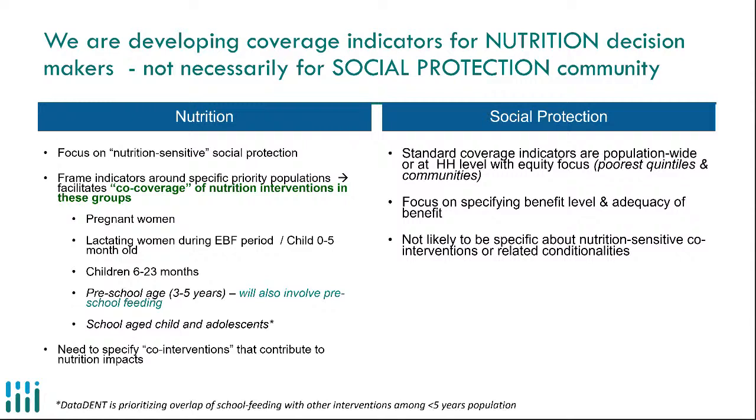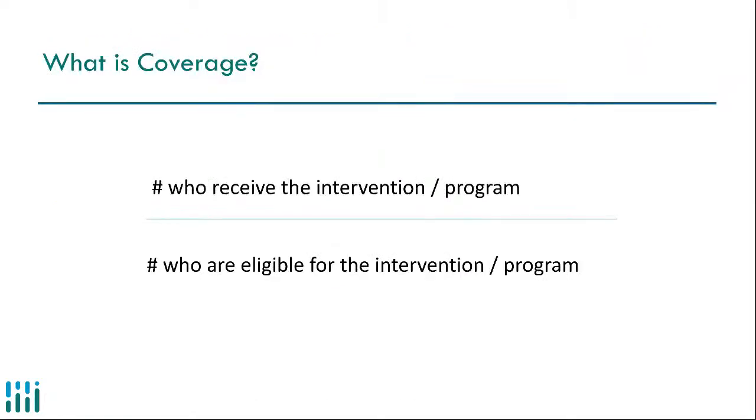So at present, DataDent is prioritizing looking at school feeding within the under 5 population, importantly, the 3 to 5 year population that is actually accessing school feeding programs, and where we can look at their coverage of not just school feeding, but also other nutritional interventions from within the surveys. Just to recap here, what is coverage? Coverage broadly is defined as the number who receive the intervention or program as a numerator divided by the number of individuals who are eligible for the intervention or the program.